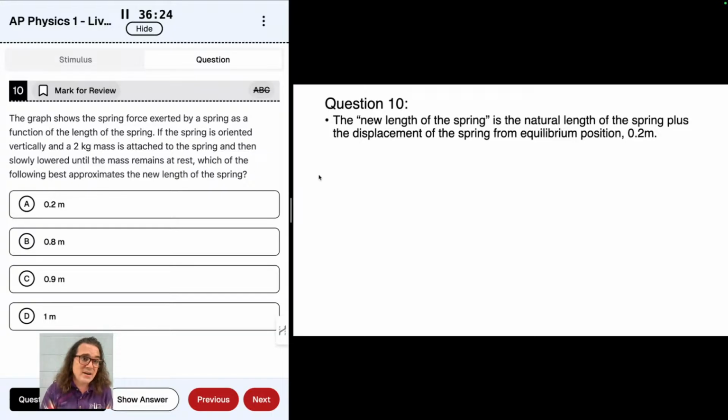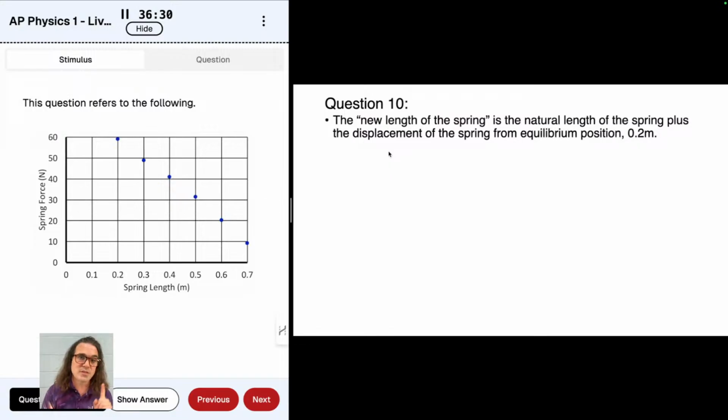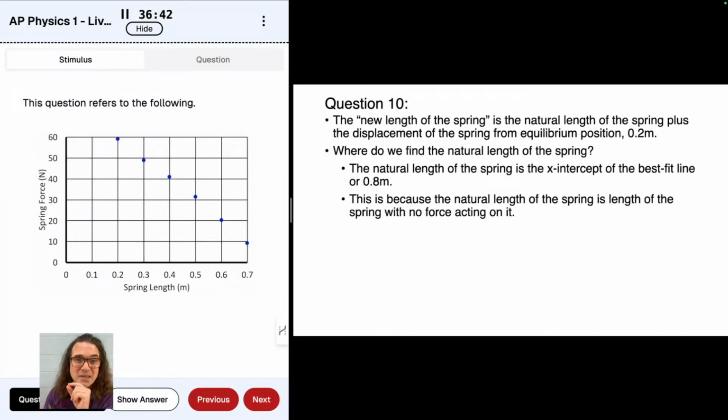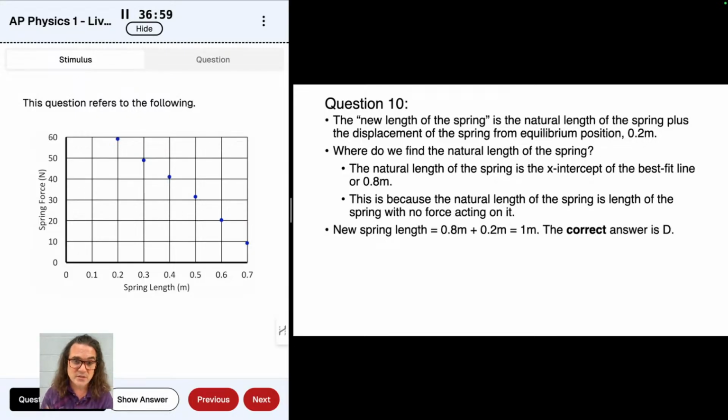So the question is, where is the natural length of the spring? It's not actually given in the problem, but you can infer it from the graph. So where do we find the natural length of the spring? The natural length of the spring is the x-intercept of the best fit line. We know this because the natural length is the length of the spring with no force acting on it. So if you look here, this best fit line will intersect right here, which would be roughly 0.8 meters. So that is the natural length of the spring. So the new length of the spring is 0.8 meters plus 0.2 meters, or 1 meter. The correct answer is D.